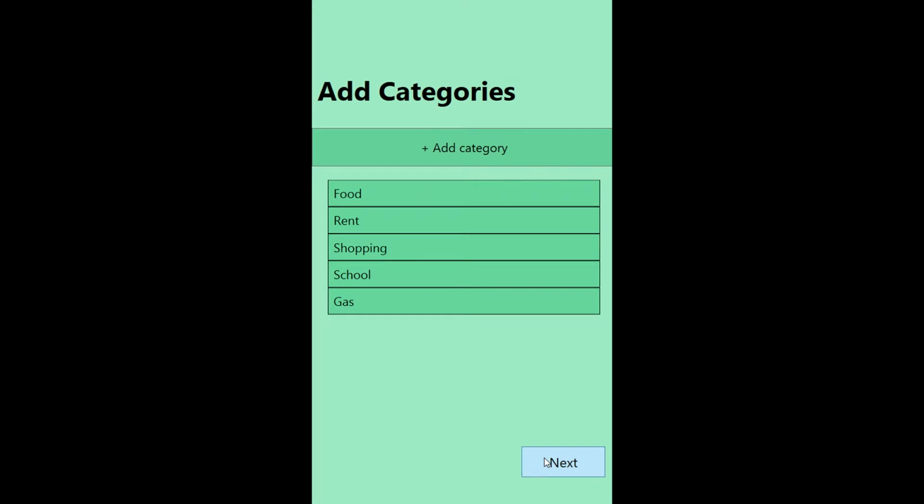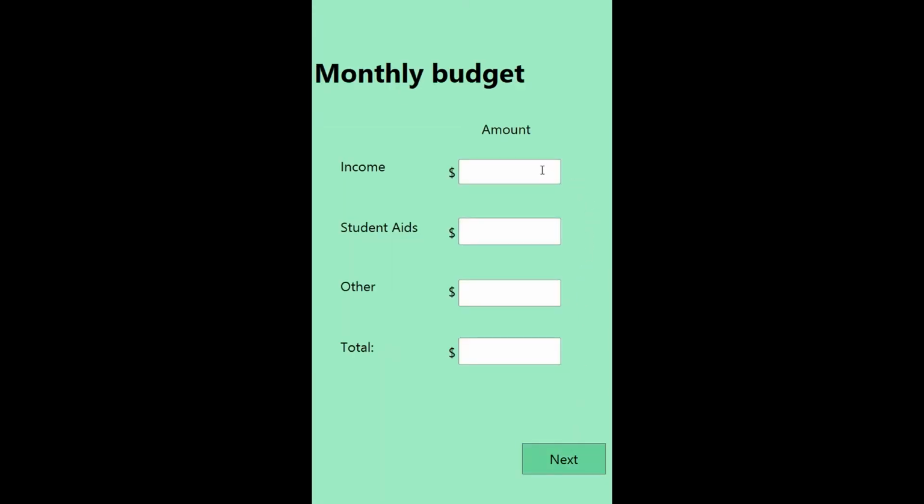The next part of the sign-up process asks the user to set up their monthly budget. First, the user will need to enter in their various incomes for a month. Next, the user is asked to choose what percentage of their total budget they wish to allocate towards a particular category.